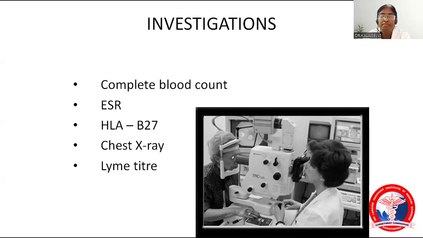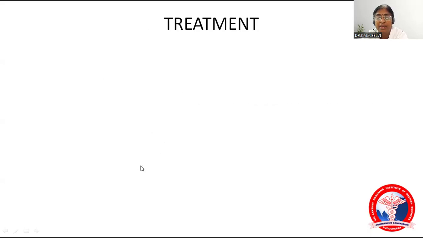And after multiple recurrences, naturally the vision will also be dropped permanently. So coming to the investigations: blood count, whether in acute or chronic form, shows which cells have been involved or raised. ESR also shows the inflammatory activity. HLA-B27 is for HLA-related uveitis, and chest X-ray is for tuberculosis and fibrosis involvement.